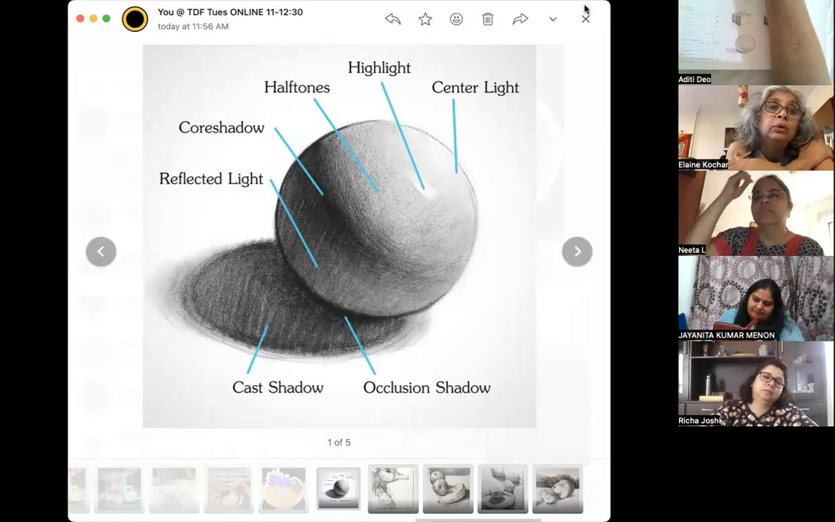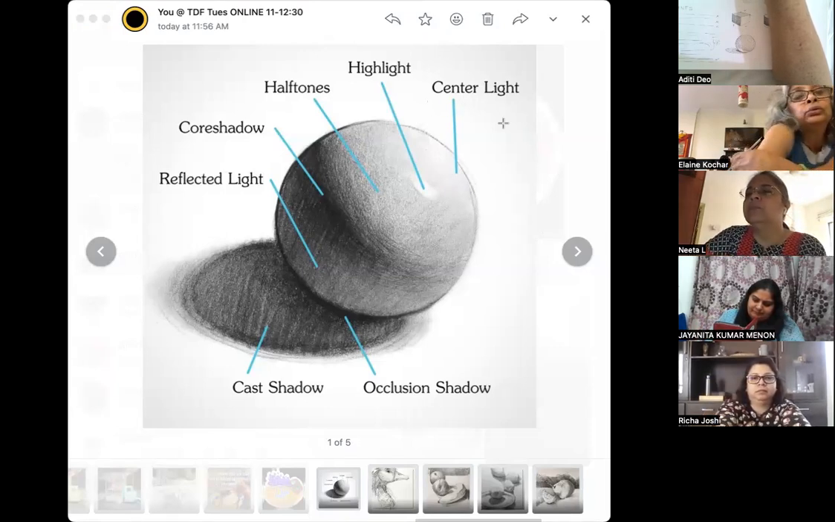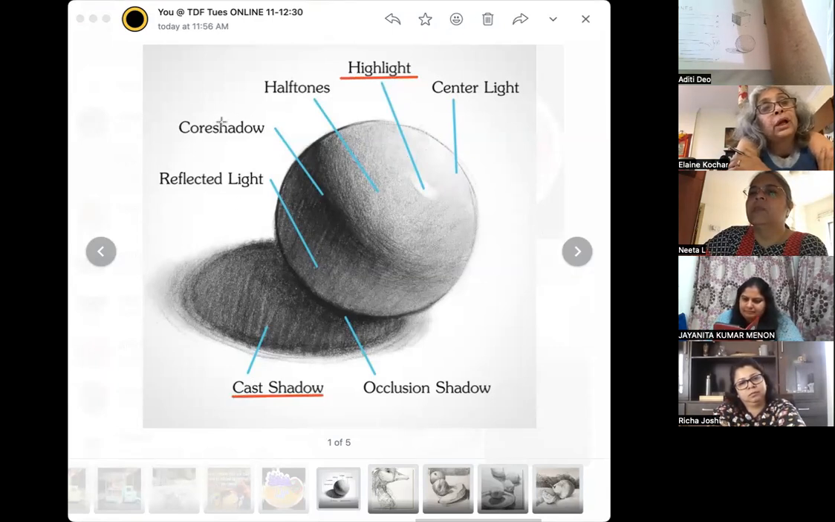Now, many of these terms we won't be using, so you don't have to really learn them or anything, but they're good to know. The most important terms that we will be using would be highlight, cast shadow, which is any kind of shadow, and the core shadow would just be the shade.